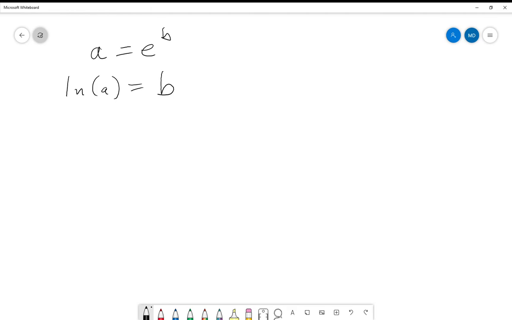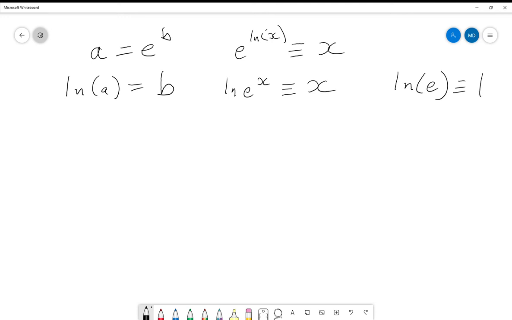Now, that leads on to a couple of other consequences. So, for example, if I have e to the natural log of x, that's always just x. Or if I have the natural log of e to the x, that's also always just x. And this is because they are inverses of each other. And so the natural log and the exponential function cancel out, and you're left with just x. And another consequence of that is that the natural log of e is always 1.